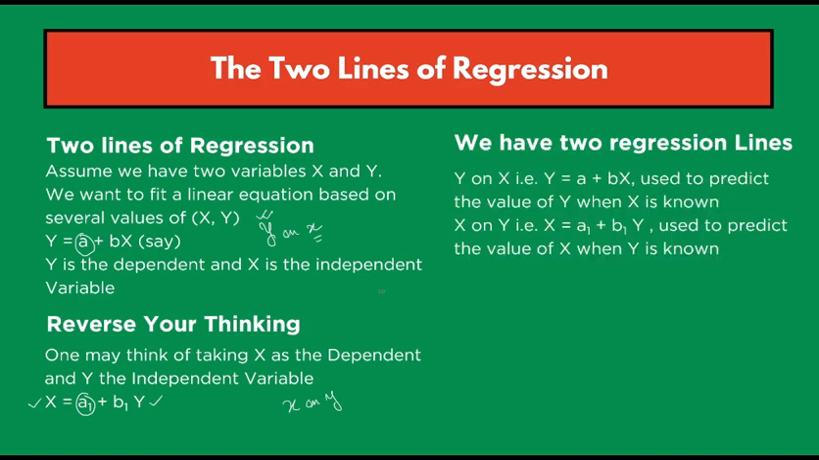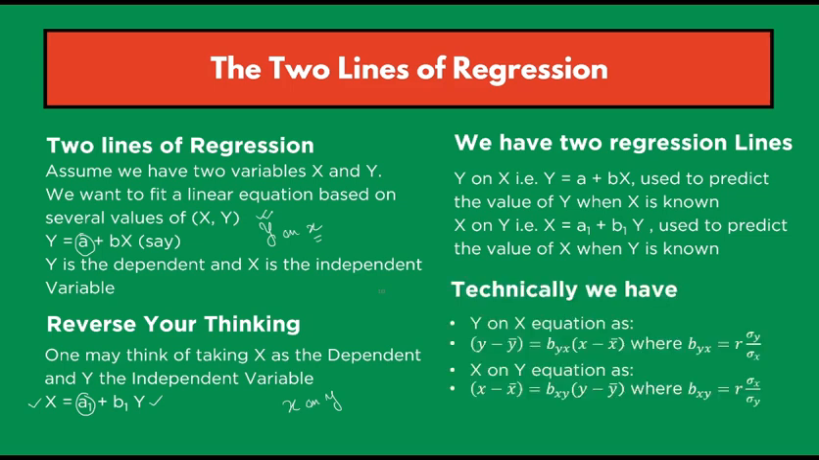Now we have two lines of regression. As we know, we have discussed y on x and x on y. Technically, these are the equations. We have already seen that y minus y bar equals byx times x minus x bar. What is byx? Byx equals r sigma y by sigma x. This is called the y on x equation. That is what we deduced earlier, but in a different way. There the form was a little bit different, but this is a simplified way of computing y on x.